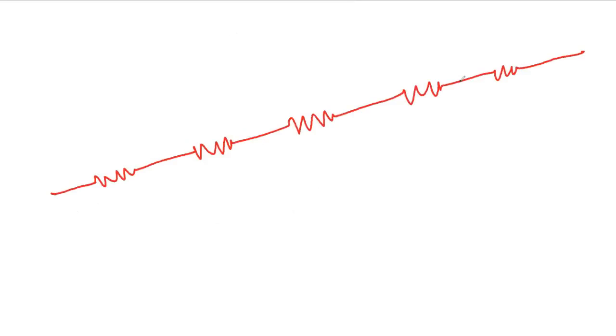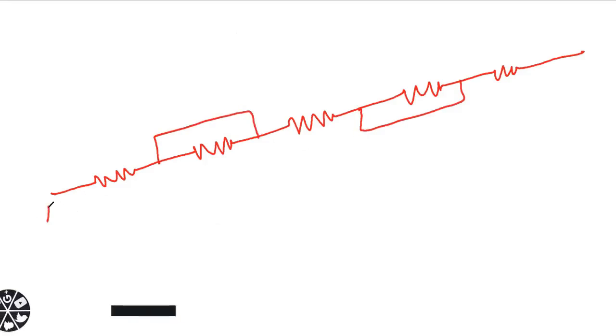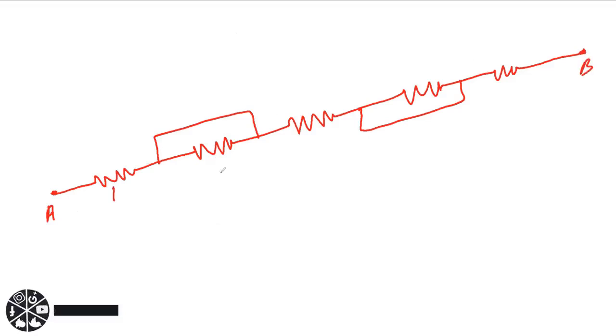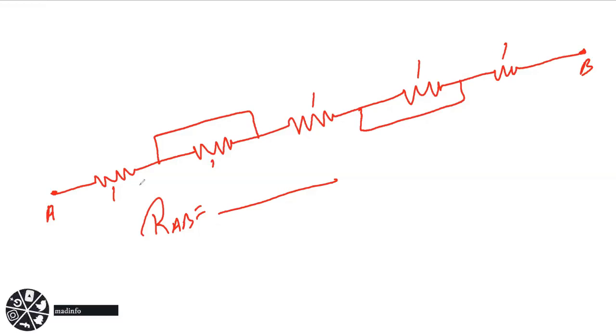Wait, clear the book. Okay, let's say this diagram is given to you, and this terminal is the A terminal and this terminal is the B terminal, and each resistance has 1 ohm, and the question is find RAB. So what is this line here? This is the conductor. This is confusing. I don't understand.